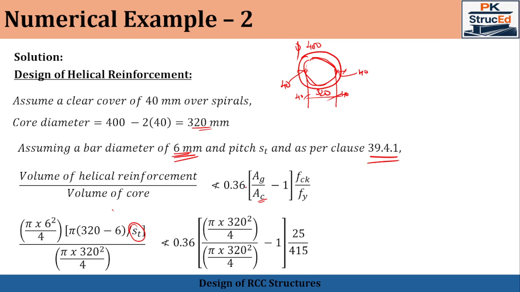0.36 into the gross area, which is pi by 4 into the 400 square, divided by the core area. I'm sorry, it's not 400 divided by the core area. That is pi by 4 into 320 square, minus 1, into the grade of concrete 25 and grade of steel 415. On solving this, ST, which will be coming in the denominator, will be moving to the other side. In that case, ST should not be greater than 28.4 mm.